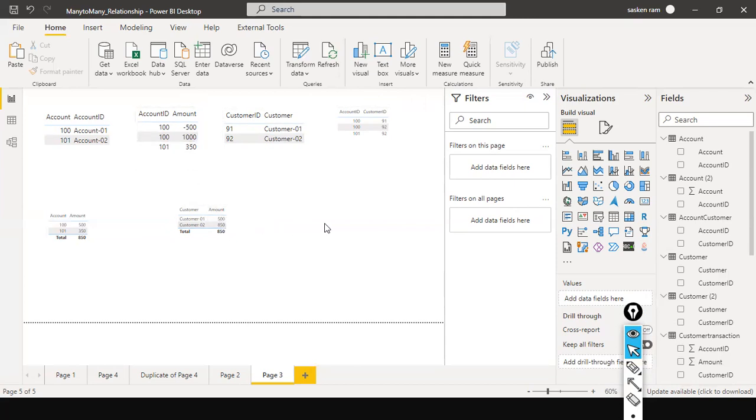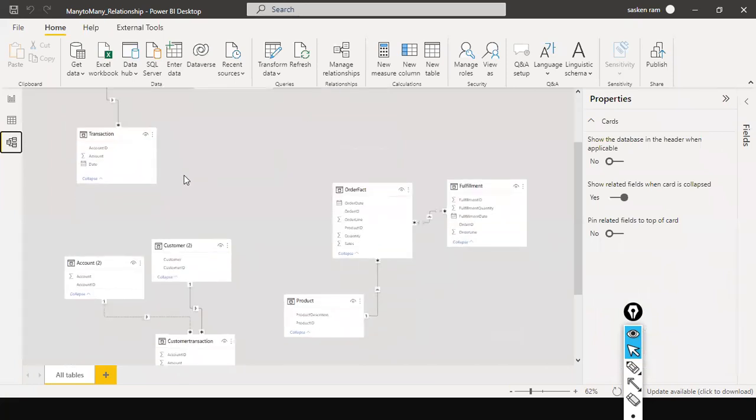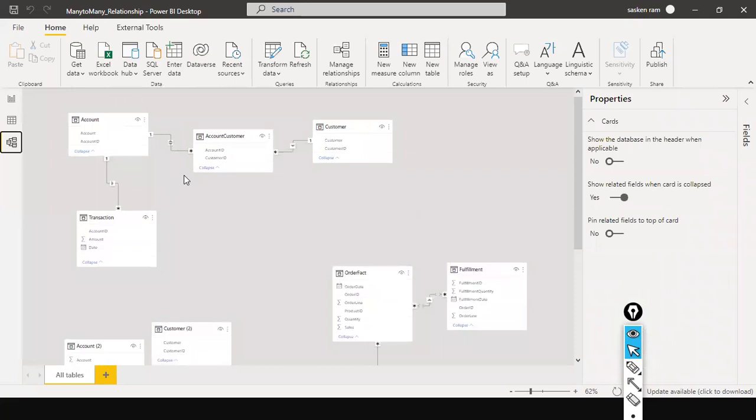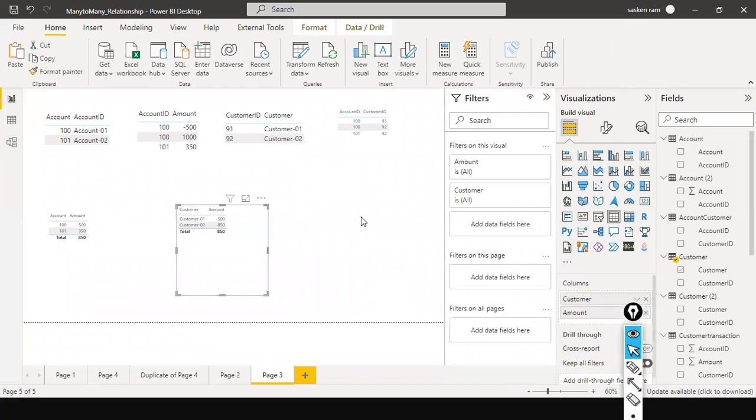It is not showing the correct data here. What I will do is I just go here and then I will create... okay, it shows correct only. Account customer and the account transaction customer, yeah. So the account ID is held by two different customers. Okay, 92. How much? 500 and 350.